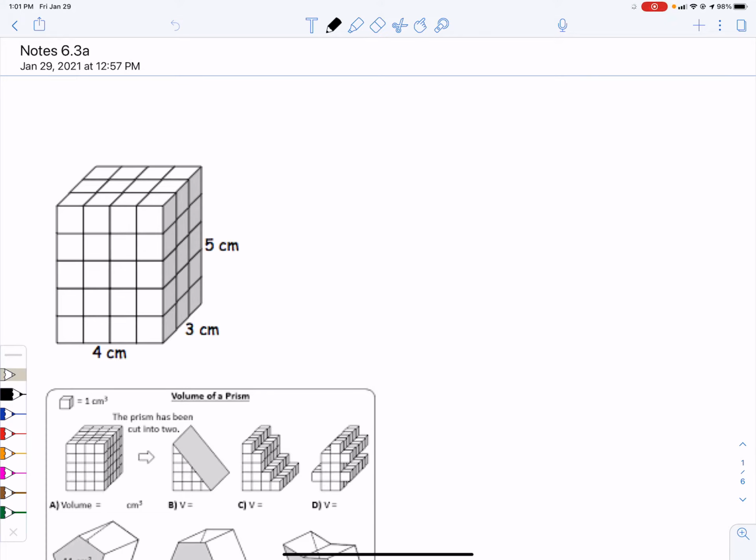This is chapter 6.3. We're doing volumes of revolution, part A. As a review, we need to look at volumes of prisms. With a prism, you have a shape, and then you extend that shape. How do you find the volume?